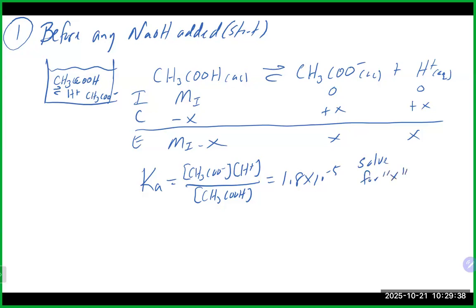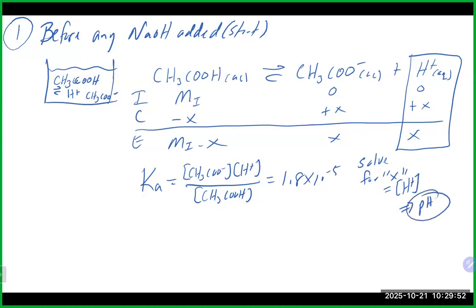And again, you could do an assumption if it works. Quadratic, probably an assumption might work. Once we solve for X, we can see from our ice table that X would equal the H plus concentration, and then that would allow you to get to the pH. So you can see that this titration is a little bit different than the previous one, where we started with a strong acid, and all we had to do was go right into the pH equation because a strong acid completely dissociates. Here again, we have a weak acid problem, a Ka type problem, to begin our titration. Any questions on that there?